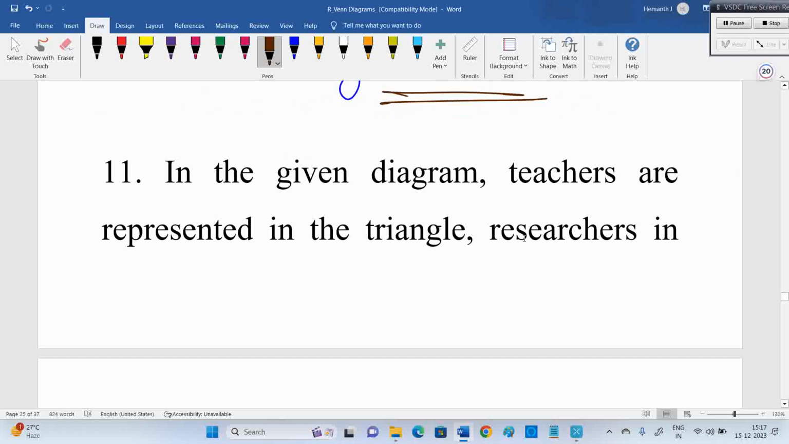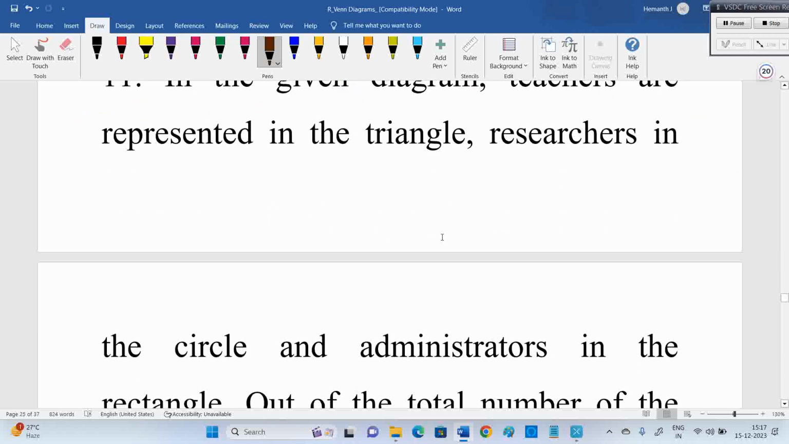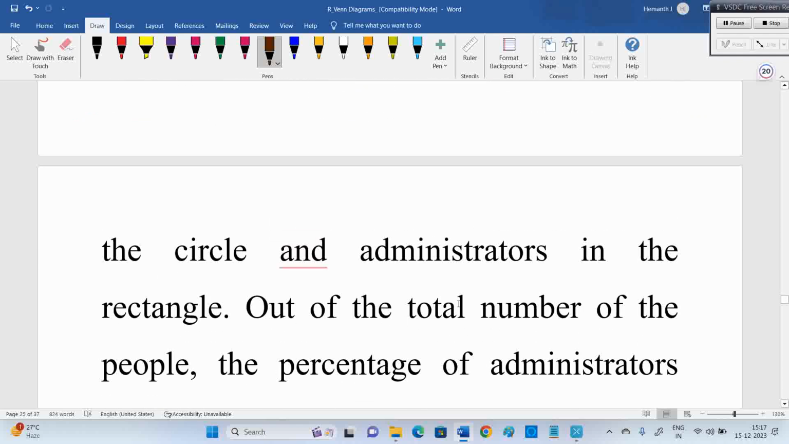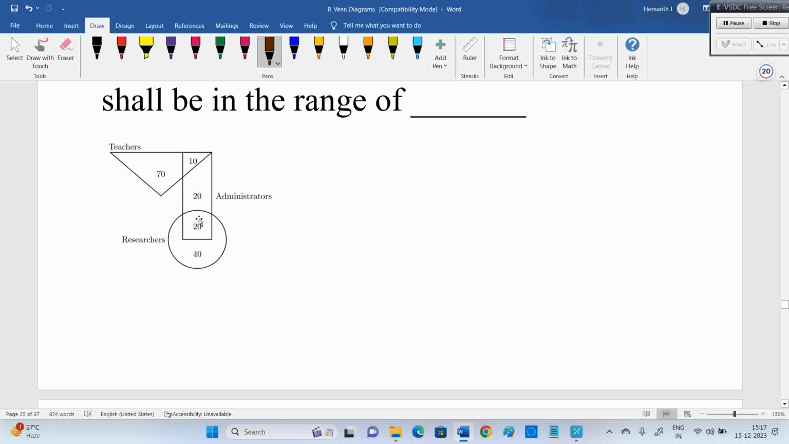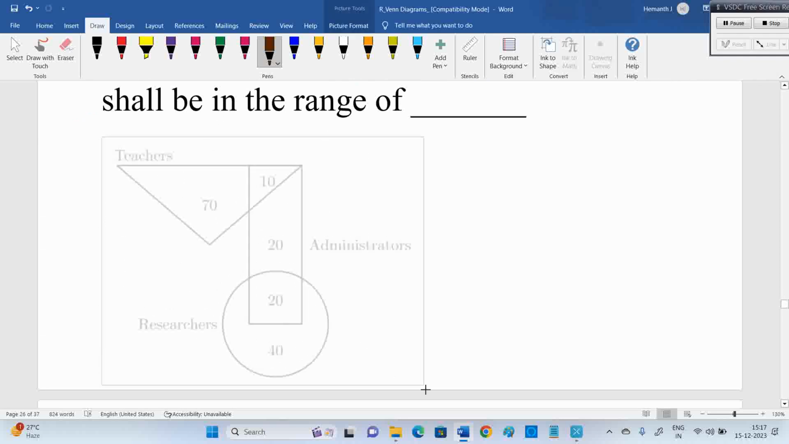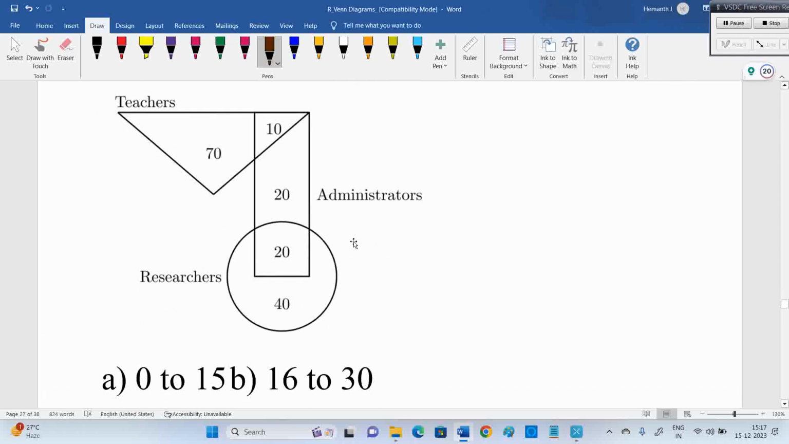Now here, what they are saying in the given diagram: teachers are represented by triangle, researchers by circle, administrators by rectangle, like that. See, in a few competitive exams, they don't mention teacher, administrator, researcher. In the question they'll say triangle is teacher, then you have to come to the diagram and mention teacher. That's extra time. But here you have it directly in the diagram. Triangle is teacher, rectangle is related to administrator, circle is related to researchers.